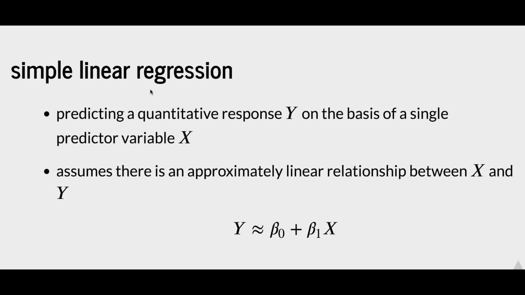Okay, next let's look at simple linear regression. Simple linear regression is where we're predicting the output, the quantitative response, or the target, y, using just a single predictor variable. So this assumes, of course, that there is a linear or approximately linear relationship between x and y. And this is the form that this equation is going to take if we're doing simple linear regression. So we're saying that y is approximately beta 0 plus beta 1 times x.